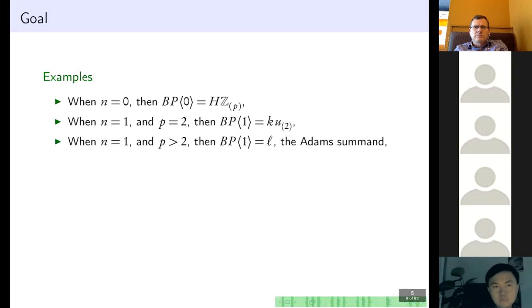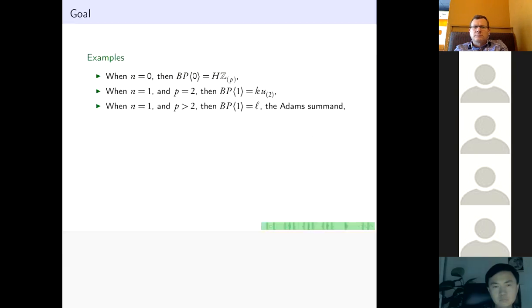When n is equal to 1 and p is odd, then BP⟨1⟩ is something else. It's the Adams summand, and that is related to the complex K-theory spectrum, in that when you localize at an odd prime, the connective complex K-theory spectrum splits as a wedge of suspensions of this Adams summand. Its homotopy is a polynomial algebra on a generator v_1, where v_1 is in degree 2(p-1), corresponding to the (p-1)st power of the Bott element.